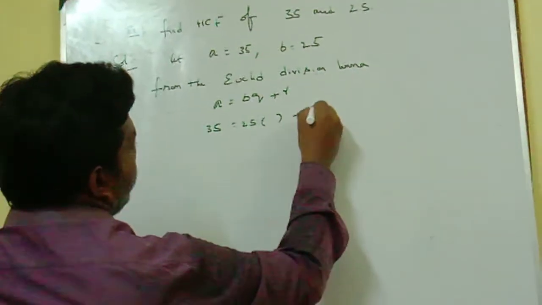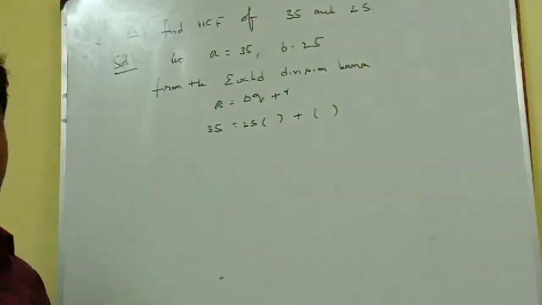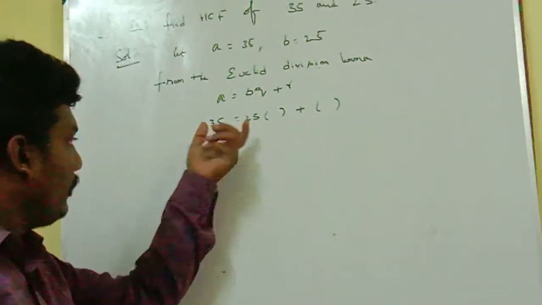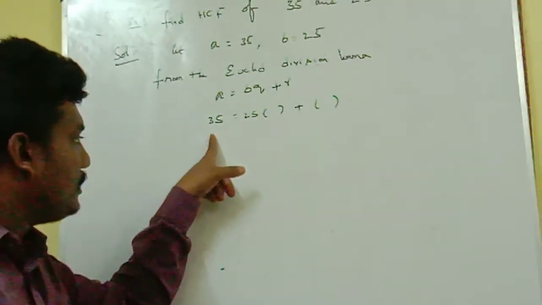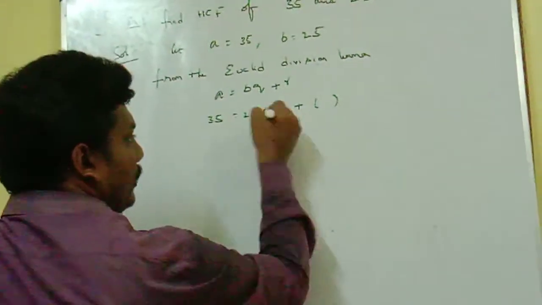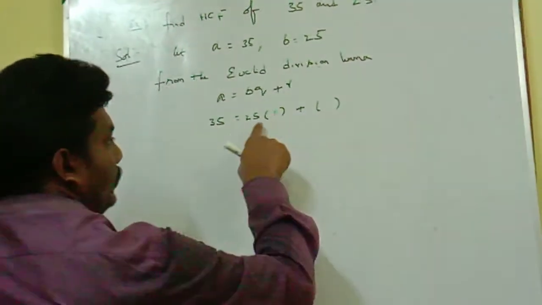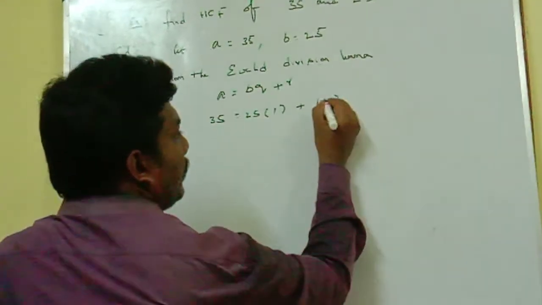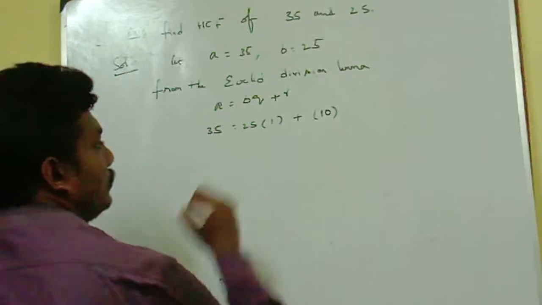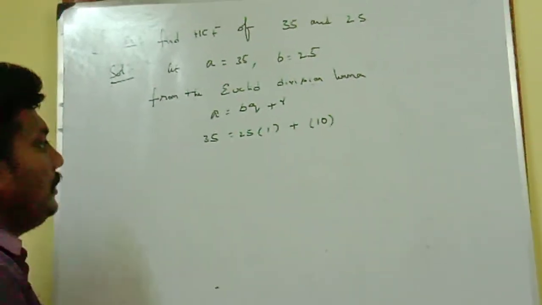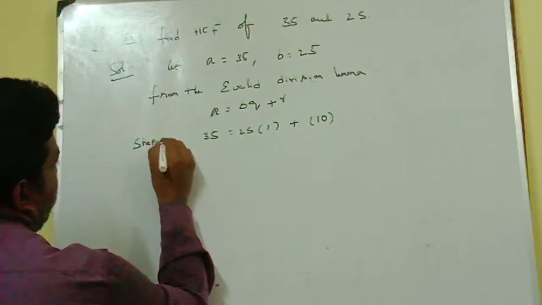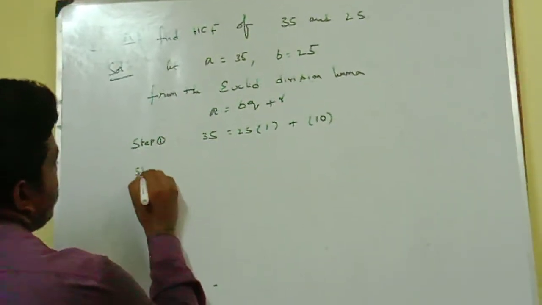We can take brackets in the place of q, r because we have to estimate the quotient and remainder. They give only two numbers, the dividend and divisor. Now we know that in the 25 table, 25 ones are 25. Then the remaining will be 10. So this is the remainder and quotient. This is step 1. Then coming to step 2.